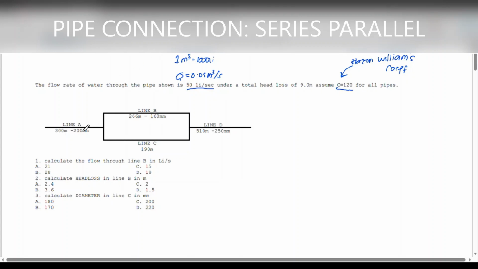Now, from the figure, we have line A. It has a length of 300 meters and a diameter of 200 mm. Line B has a length of 266 meters and a diameter of 160 mm. At line C, we have a length of 190 meters, and we do not have a value for our diameter. At line D, we have a length of 510 meters and a diameter of 250 mm.